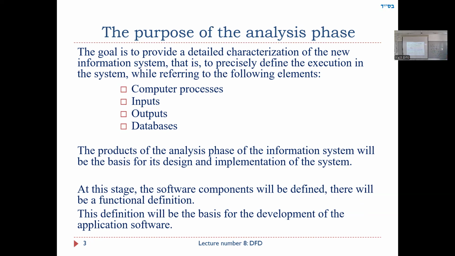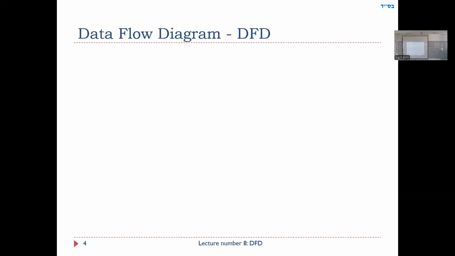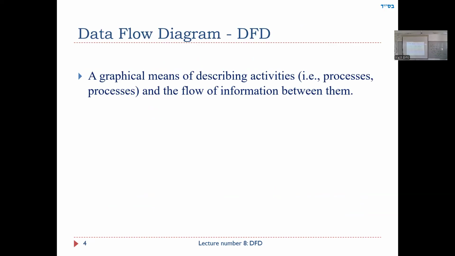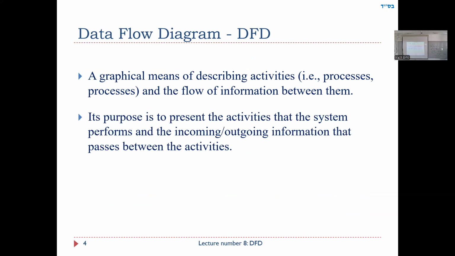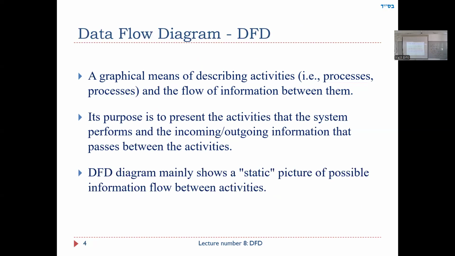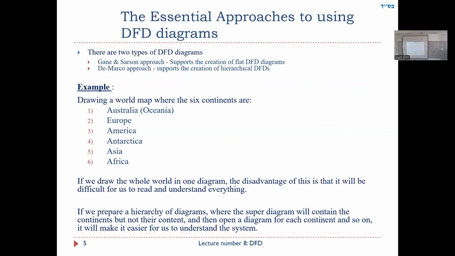The product of the analysis phase of the information system will be, at this stage, the software components will be defined. There will be a functional definition. That's what it does. This definition will be the basis for the development of the application software. Okay. A DFD is a graphical means of describing activities and the flow of information between them. Its purpose is to present the activities that the system performs, the incoming and outgoing information, as we said. It's a static view. It mainly shows a static picture of the possible information. We really need to see an example quickly.